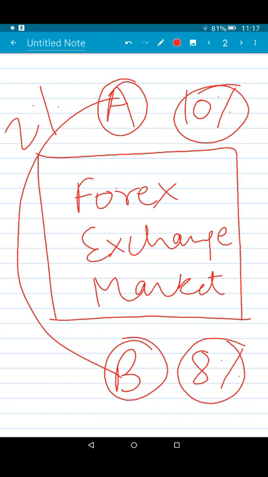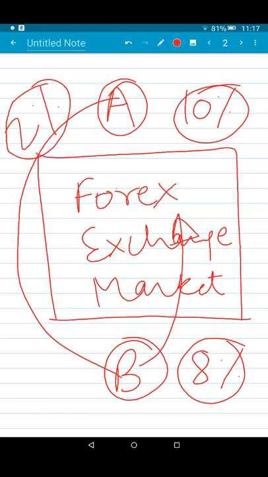Because of the 2% difference, the investors in country B will be attracted towards country A, to get this 2% profit. If investors from country B want to invest in country A, they will need the local currency of country A, which they don't have. So they will approach the foreign exchange market.